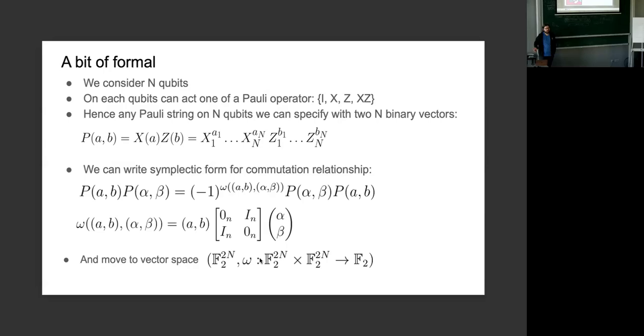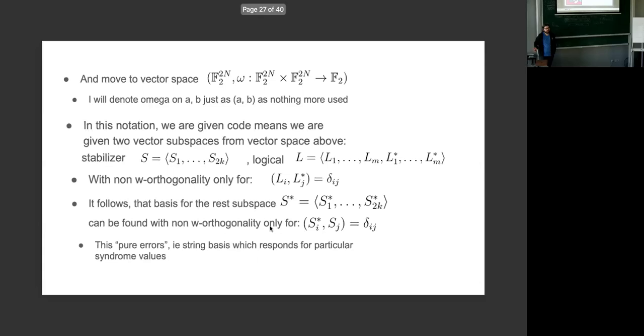All addition here is modulo 2. And then if we do it, I could formally say, okay, now I'm just working on the space of binary strings, which is 2 times the number of qubits, on the primal and dual lattice. Okay, and instead of omega, I will just use brackets, because no other product is used here. So just use brackets.